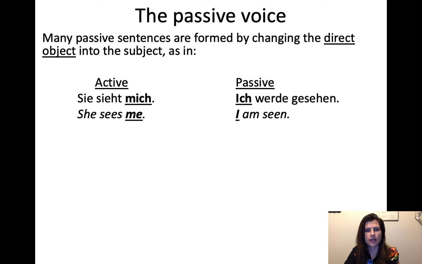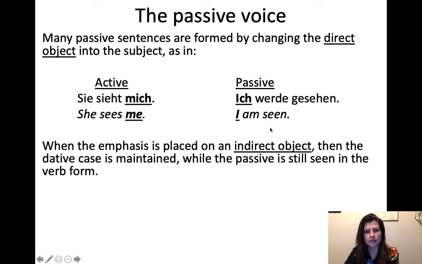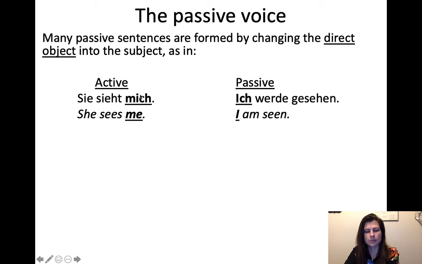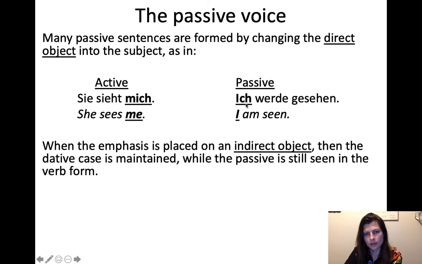So let's look at the way that these flip around. So, sie sieht mich, she sees me. Ich werde gesehen, I am seen. So when these are for direct objects, right? Sie sieht mich, that's a direct object. That's how they flip around. Direct object becomes the subject. But when the object is actually an indirect object, when we want to place the emphasis on an indirect object instead of a direct object, then it's a little different situation.